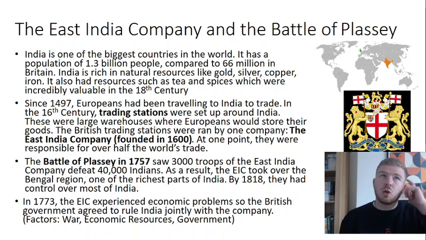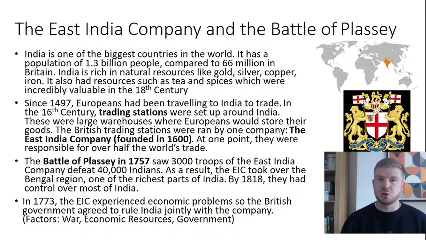India was very rich in natural resources like gold, silver, copper and iron, but it also had resources that were particularly valuable in the 18th century, like spices and tea. As we know from our last unit, Europeans have started to expand out of Europe, and they went to the Americas in 1492 with Christopher Columbus, but since 1497 Europeans had been travelling to India. When they arrived from the 16th century onwards, they set up huge warehouses called trading stations where they store the goods that they have got from India, that they can trade either back home or around the world.